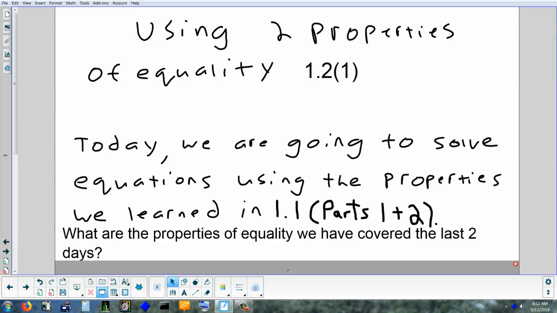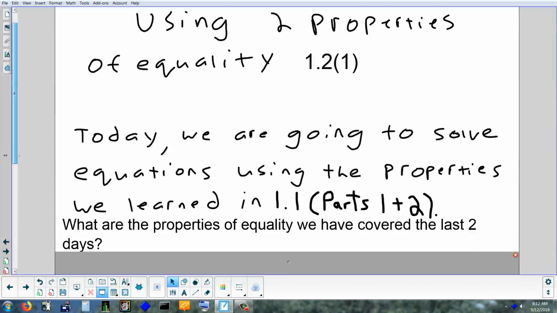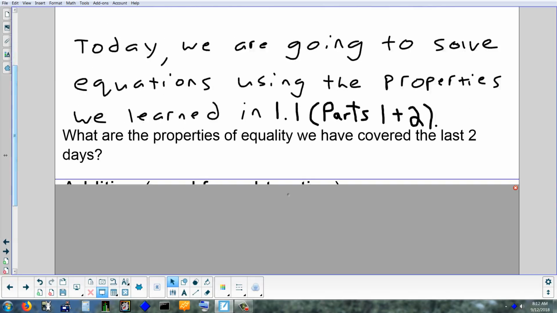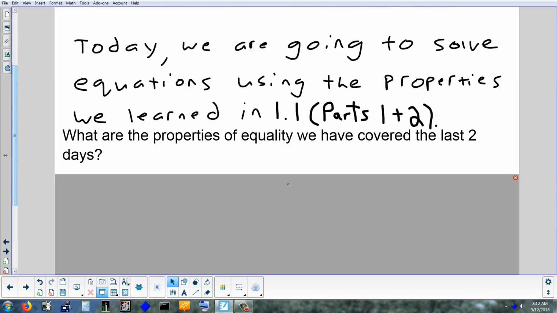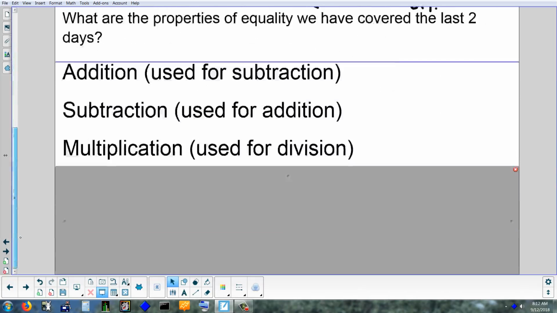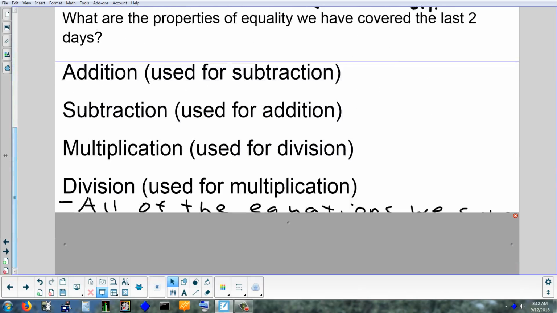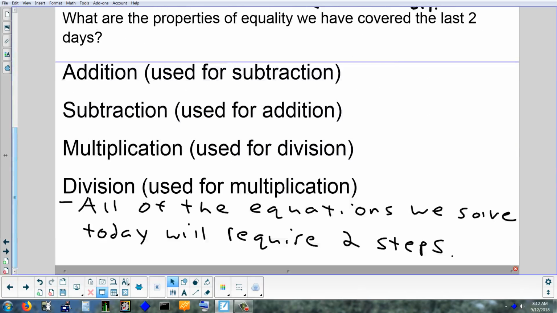We're going to be using the properties of addition, subtraction, multiplication, and division, the properties of equality, to solve equations. So we already talked about that. The properties we covered the last 2 days, I just said them all. Okay, so you don't have to write those down. That's just what they are. Okay, every equation we do today, at least at first, will have 2 steps. There might be an example at the end that has more than 2 steps.